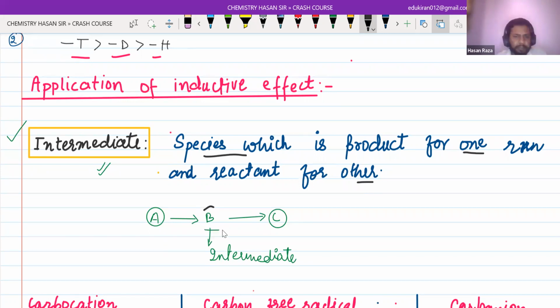You need to go through B. So this B will be acting as an intermediate, and this B is the product for A and the reactant for C. Is that clear? Basically, in organic reactions, you will see the intermediate as carbocation, carbon free radical, carbon anion, and so on. Before getting the main product, you will go through some intermediate, and an intermediate is the one which will act as a product for one reaction and a reactant for another reaction.